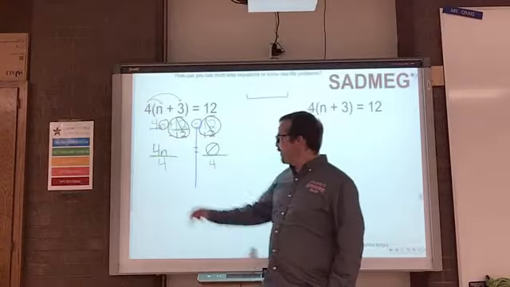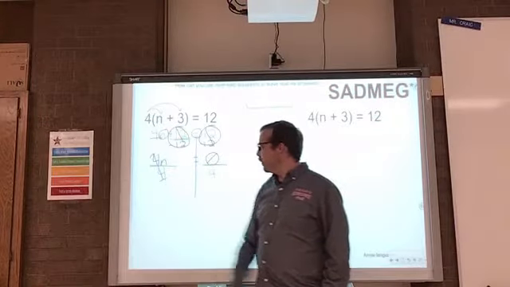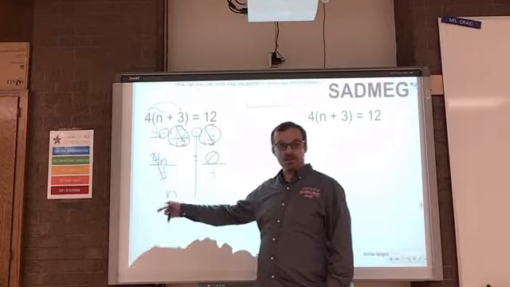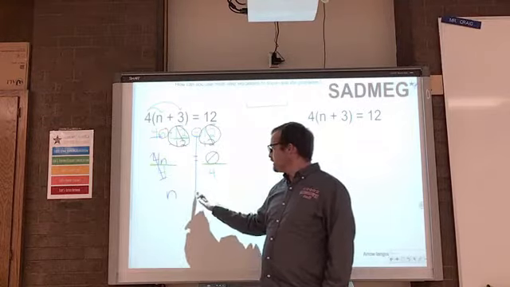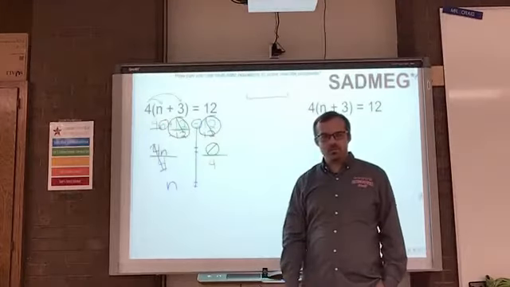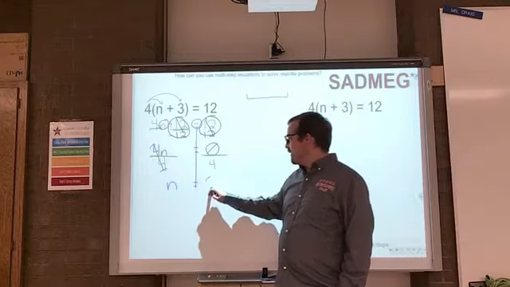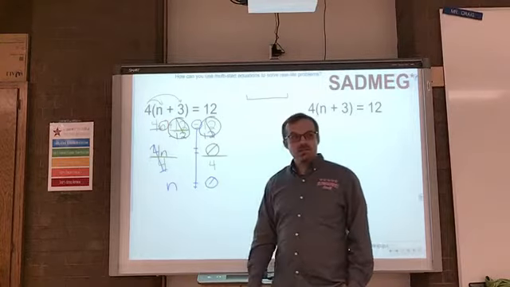4 divided by 4 is 1. So I just have 1n. Do I need to write the 1 in front of it? No, because I have 1n there, right? Equals, what is 0 divided by 4? 0. Mr. Craig doesn't know that one. So n equals 0.